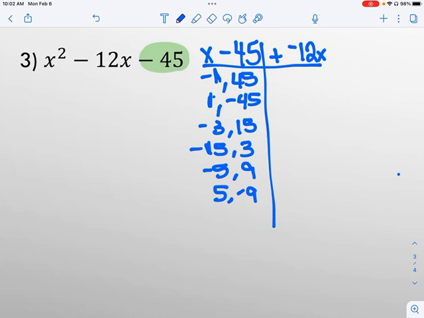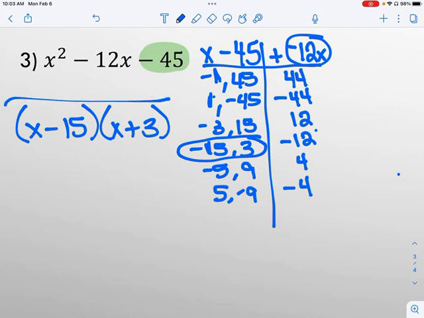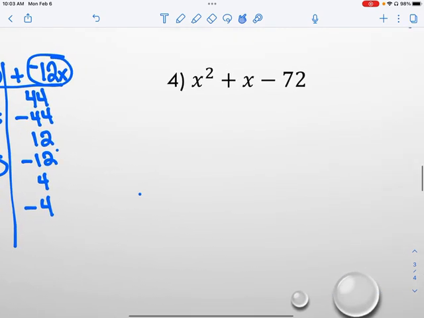Now, if we add these together, this one would get me a positive 44. This one would get me a negative 44. This one would get me a positive 12. This one would get me a negative 12, positive 4, or negative 4. So remember, we wanted to add to a negative 12. So this is the combination I have. So it'll be x minus 15, x plus 3. And there it is.